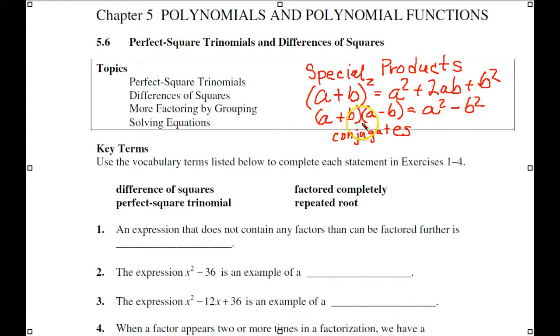Now, later in your math sections in 105, you're going to use this a lot too. Okay, so we'll move it up, we'll pause it, and let you take a look at the vocabulary.